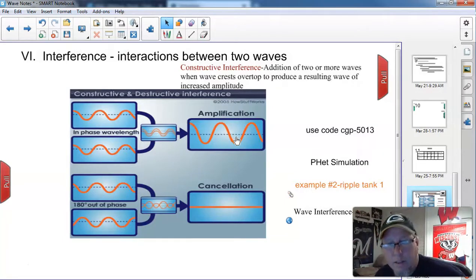Here's an example of constructive interference. If the two crests line up perfectly, and the two troughs line up perfectly, and then the two crests, two troughs, two crests, and so on, what you get is the wave becoming stronger, becoming bigger. The wave seems to add to itself, so some people call this addition, or amplification would be another term for it.